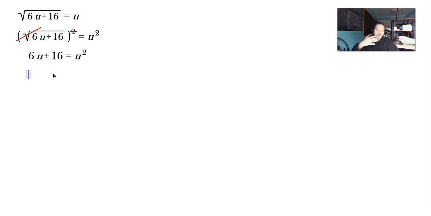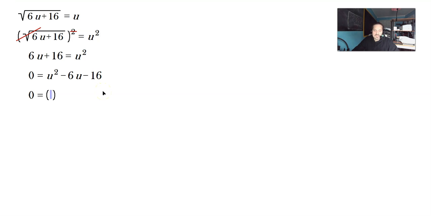Make this again into a quadratic equation. You're going to use the following. You're going to have a 0 left on the left side, and you're going to have u squared. Take the 6u to the right through subtraction, so minus 6u. Take the 16 to the right side through subtraction, so minus 16. So you have 0 equals u squared minus 6u minus 16.